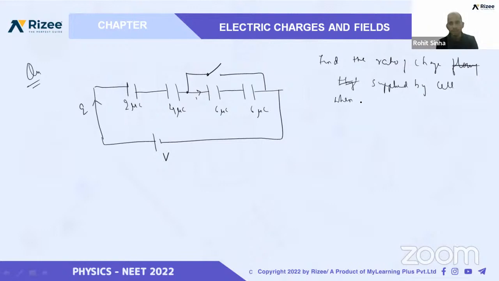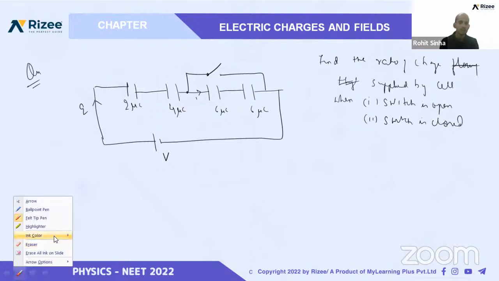when first the switch is open, and second when the switch is closed. Two cases are given. When the switch is open, how much charge will flow here in this tube, and when the switch is closed, how much charge will flow. We have to find these two things.